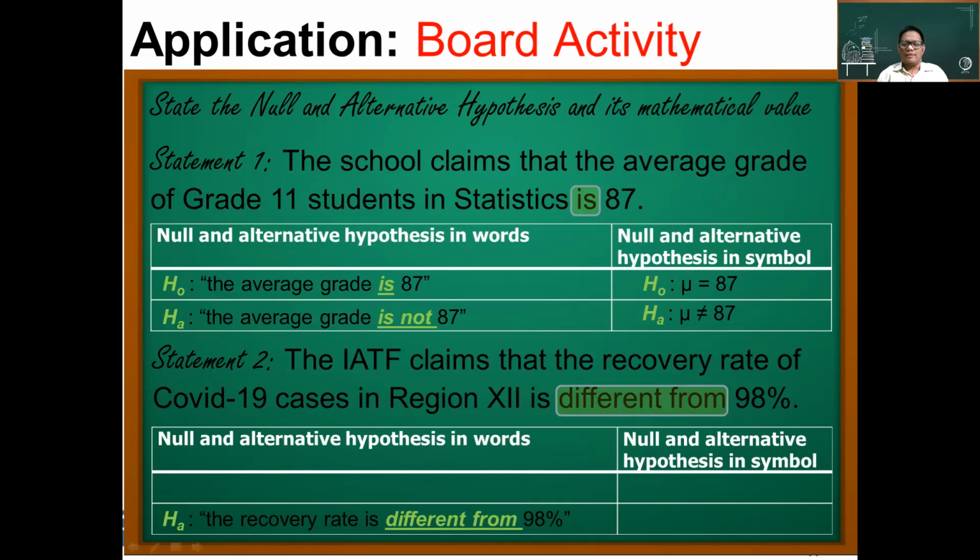So after the alternative hypothesis, what is our null hypothesis? The opposite of different from: it is not different from 98, or equal to 98. They are the same. Then what is our mathematical symbol? Our HA, or alternative hypothesis, is not equal, and our null hypothesis is equal. As simple as this. Any question?